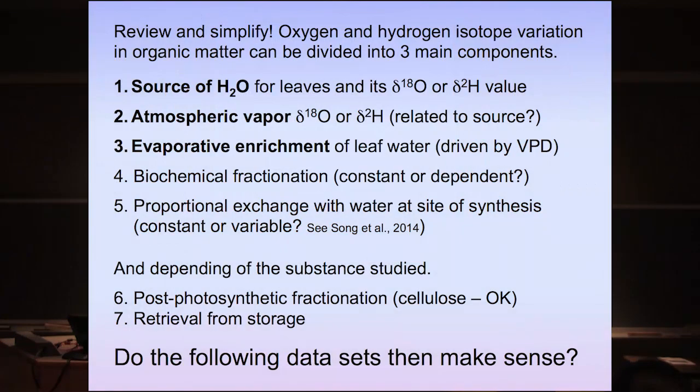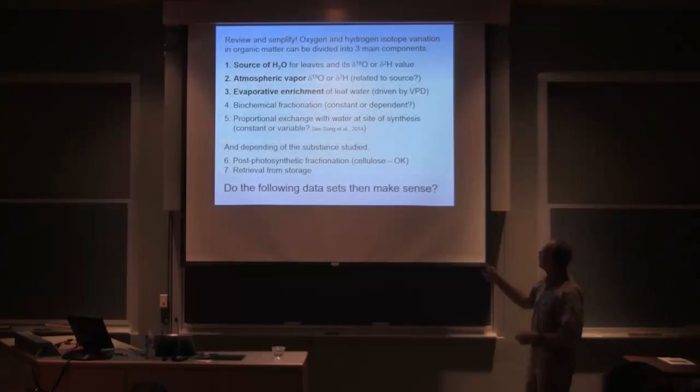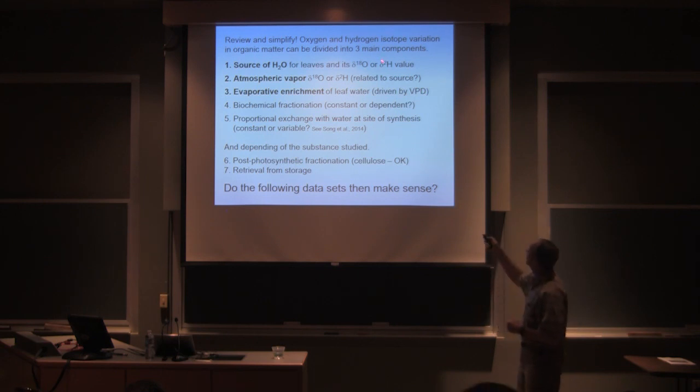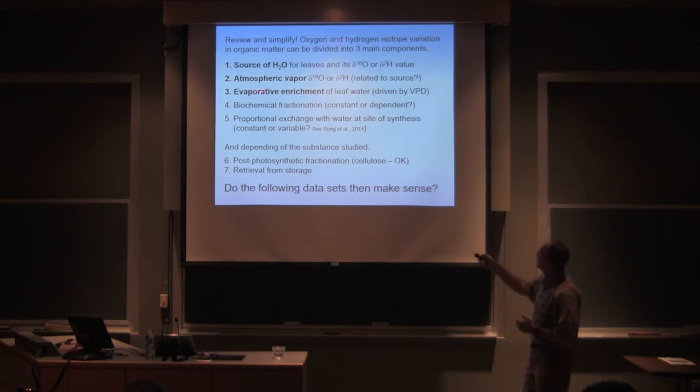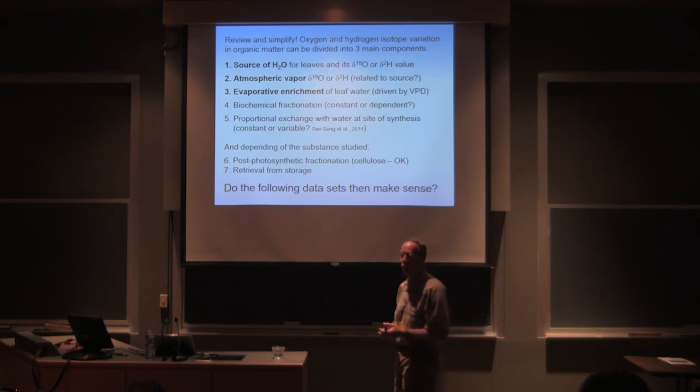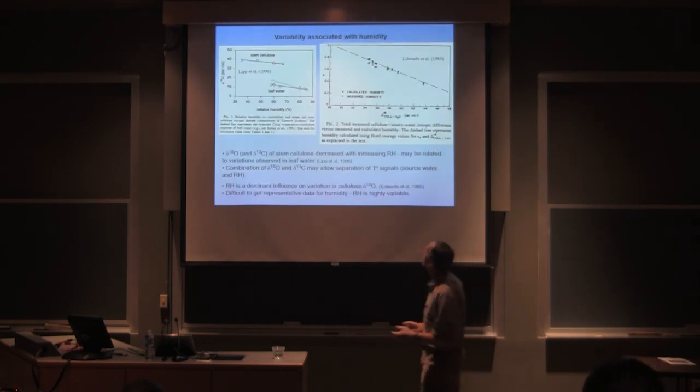Okay, let's review and simplify for oxygen isotopes, or hydrogen as well. So the three big things are the source of water in those leaves, what is going into the tree, the 18O or 2H value; the atmospheric vapor, delta 18O or 2H, related to the source; and the evaporative enrichment driven by VPD. There are other things that we could talk about. There's some biochemical fractionation. Is that constant or dependent? Proportional exchange, constant or dependent? There's some issues about that, but most of those are very minor changes, and there's other things as well. So these are the big three that I think you should think about first before you think of anything else. Okay, so do these following data sets make sense?